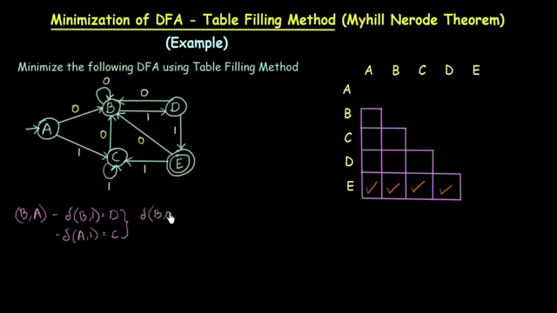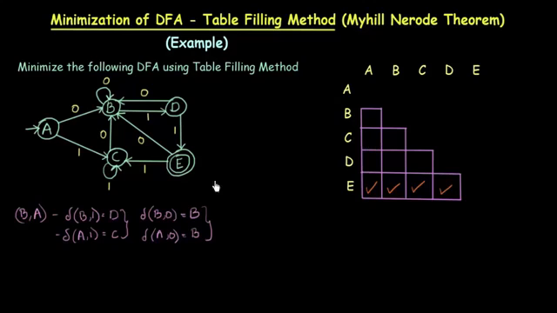B on input 0, where does it go? It goes to B itself. And A on input 0, where does it go? A goes to B. So we get this pair BB, and we see that there is no cell for BB. There is no BB in this table, so we don't have to do anything for this. Now come to the next unmarked pair that we have to check.